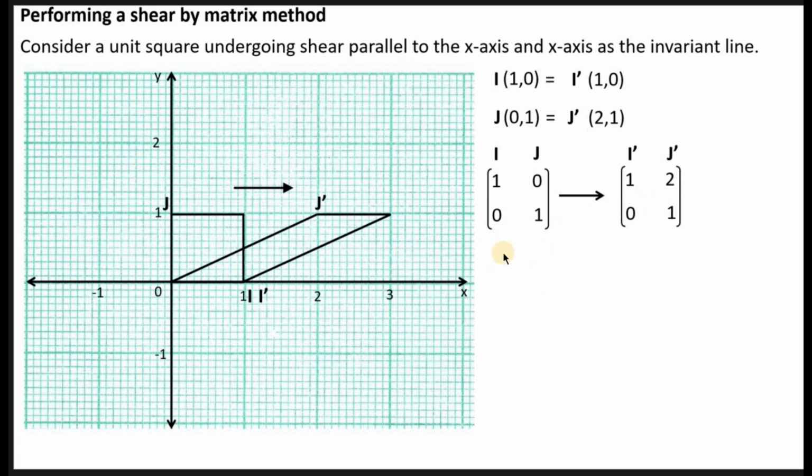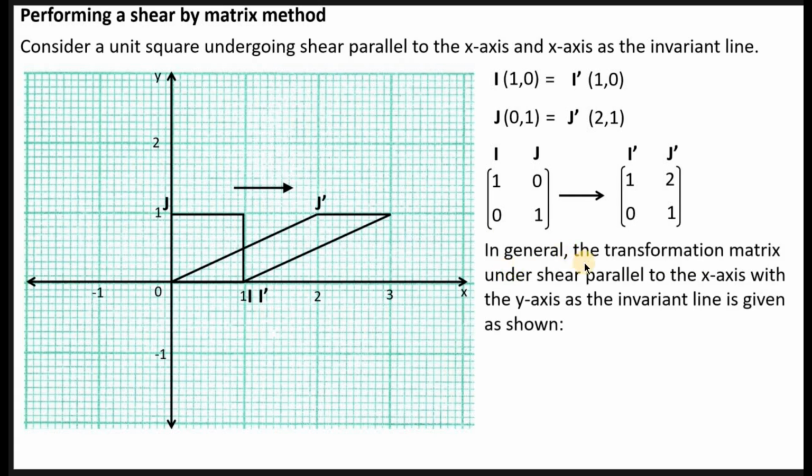So like that, this as usual becomes the matrix of transformation under shear. So we are saying in general, the transformation matrix under shear parallel to the x-axis with the y-axis as the invariant line. Sorry, I have to correct something here. This is not true. It is parallel to the x-axis and the x-axis as the invariant line. Yeah, so it has been corrected. So in general, the transformation matrix under shear parallel to the x-axis with the x-axis as the invariant line is given as shown.